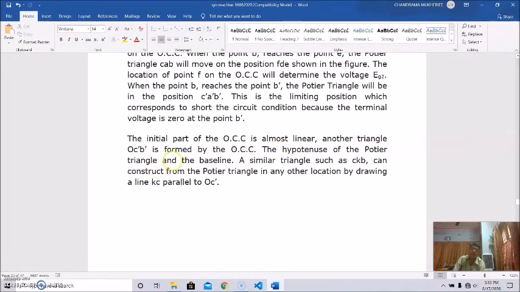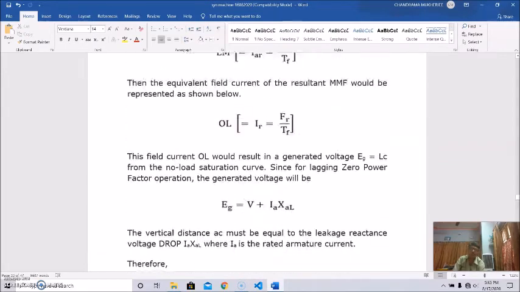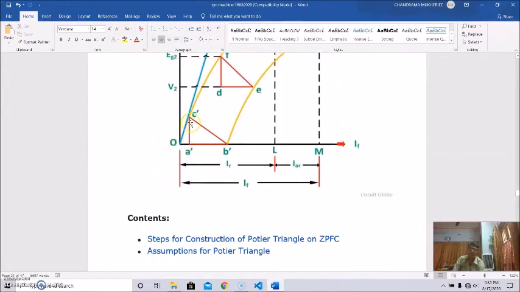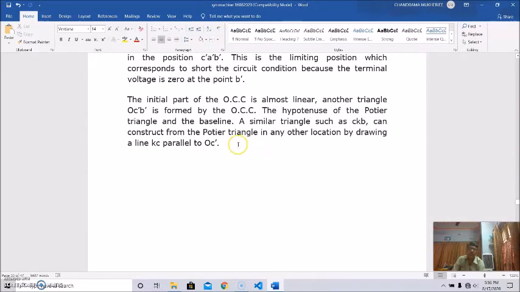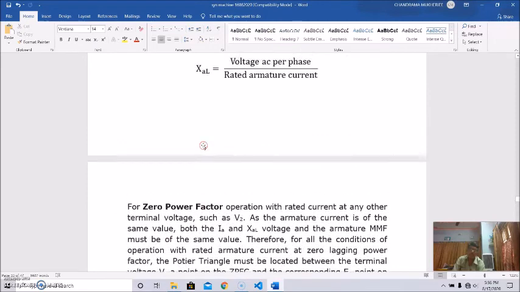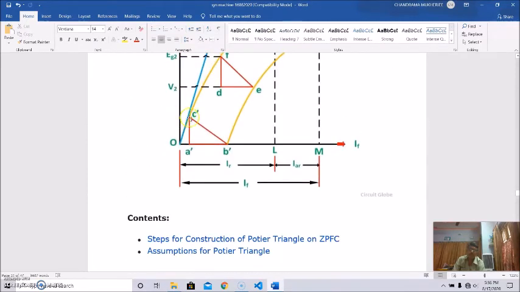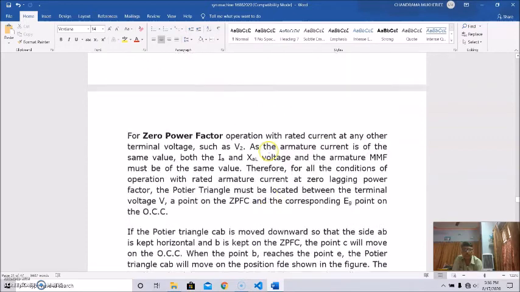So another triangle OC dash B dash is formed by the OCC. If this part is almost linear, then this is another triangle OC dash B dash. It is the hypotenuse of the Fourier triangle, and the baseline represents this. Actually, the hypotenuse is C dash B dash, and the baseline is this OB dash. So another triangle OC dash B dash is formed.